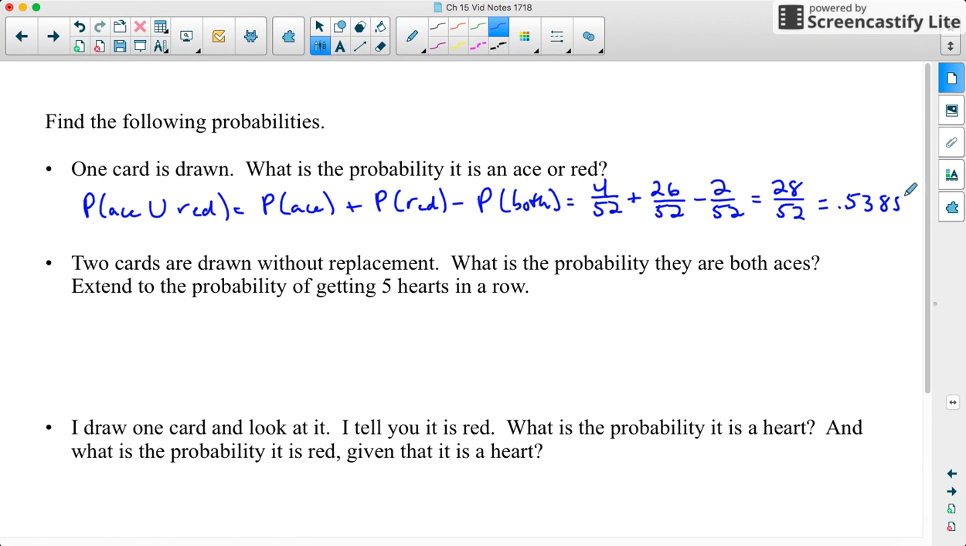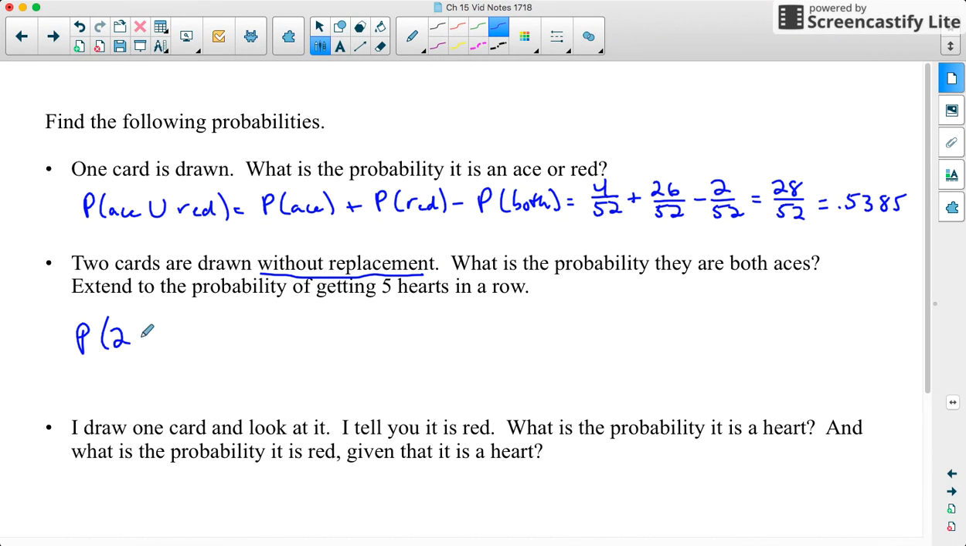You need to round to 4 decimal places on the quiz that you're going to take, so make sure you do that. Two cards are drawn without replacement. That means we do not put them back. All right, so what is the probability they're both aces?